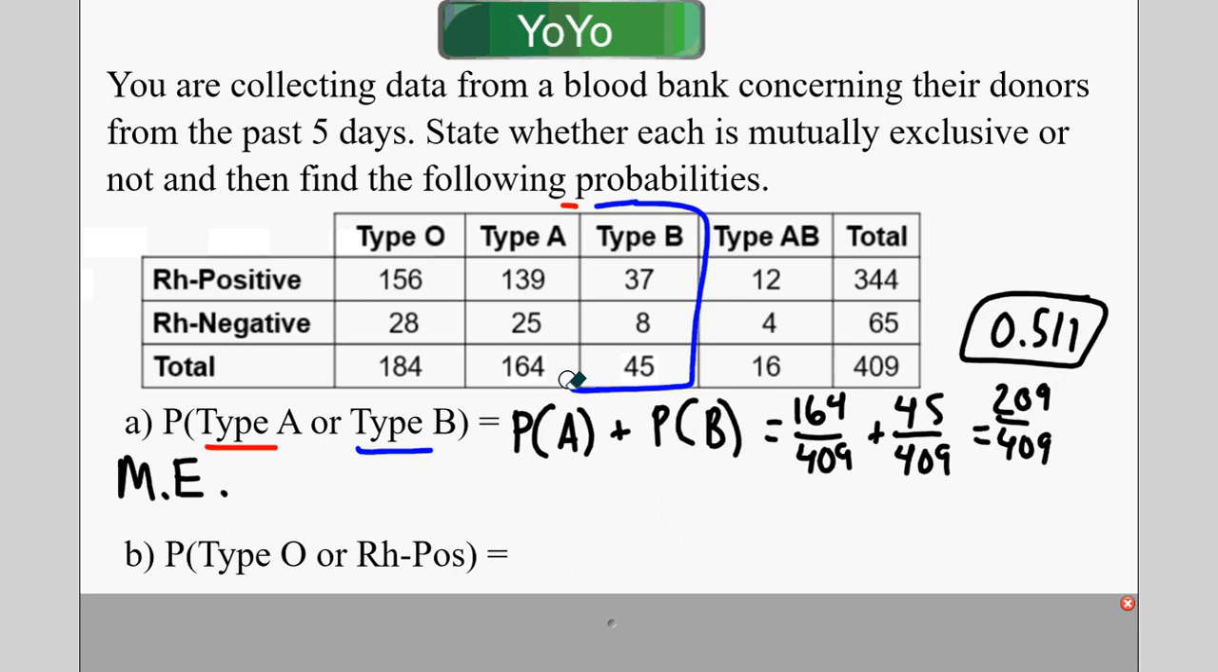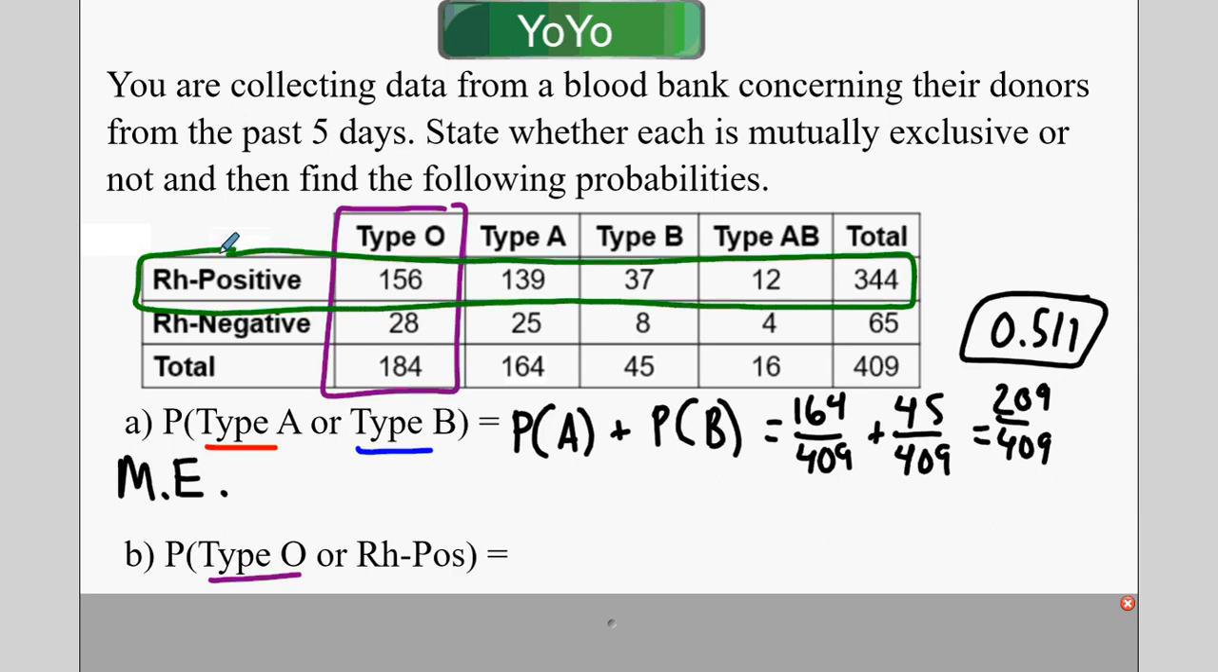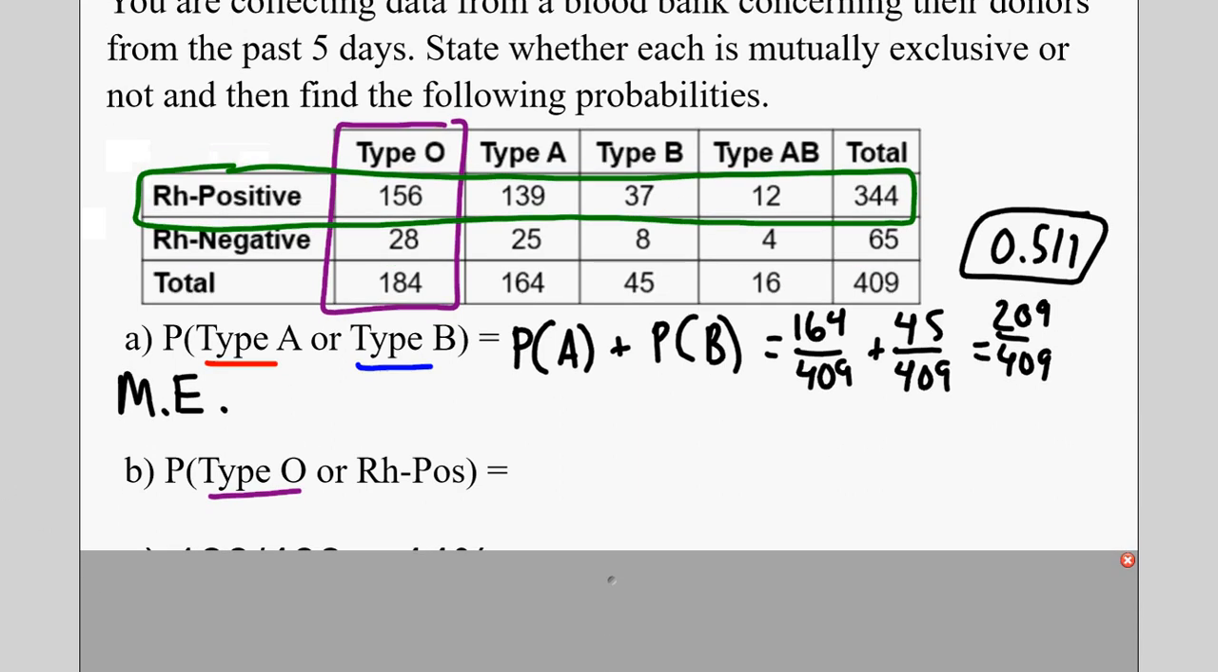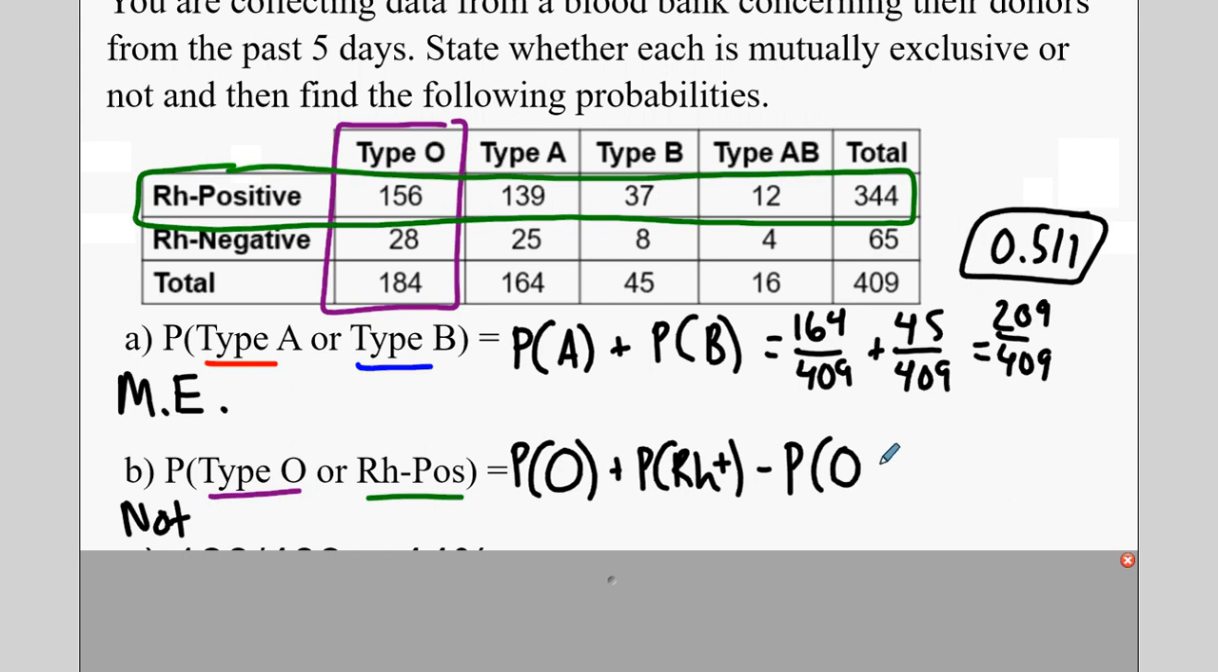Second scenario, what's the probability someone has type O blood or is Rh positive? So again, let's use some colors. Let's use purple this time for O, so type O blood. Or Rh positive, this one they do have overlap, so these are not mutually exclusive. I'm going to have to subtract off the overlap because this 156 is going to get counted twice. The probability of O plus the probability of Rh positive minus the probability of O and Rh positive.